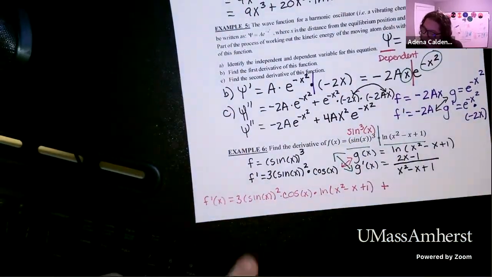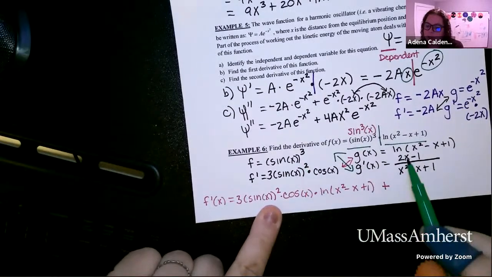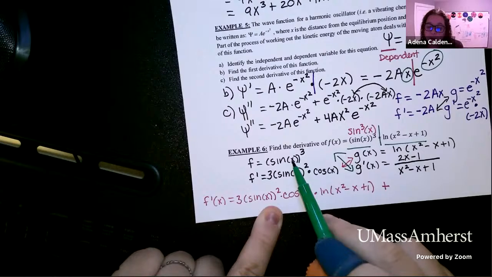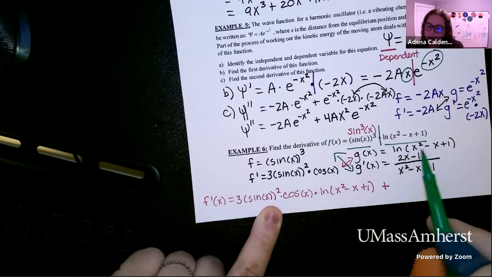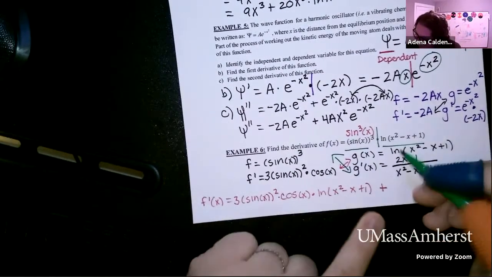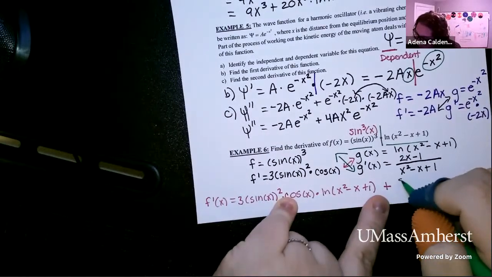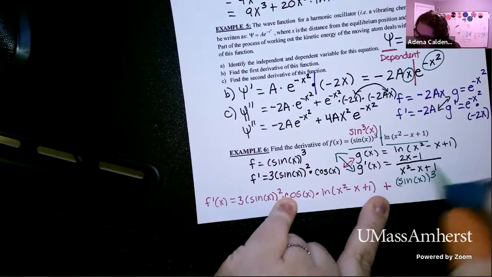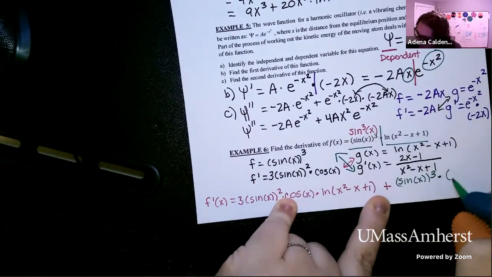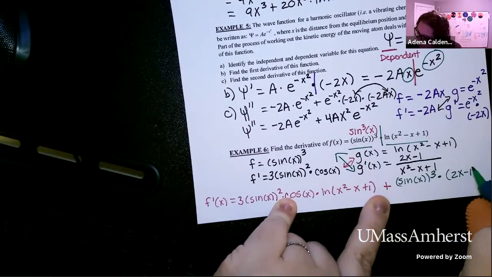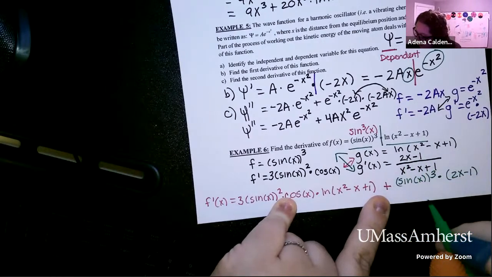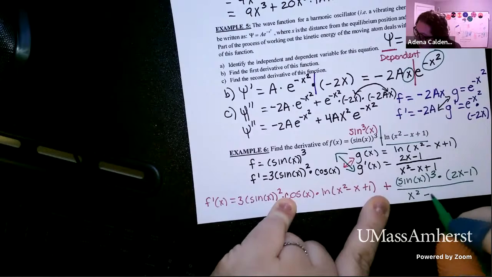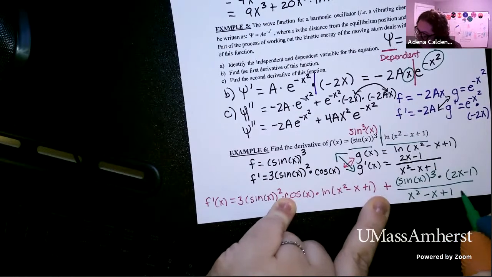Okay, so remember, when you multiply a function into a function that looks like a fraction, a rational function, this term gets multiplied into the numerator of the function. So I'm going to write this as sine of x cubed, right? That's my f, times 2x minus 1, that's what's in the numerator here, divided by x squared minus x plus 1.